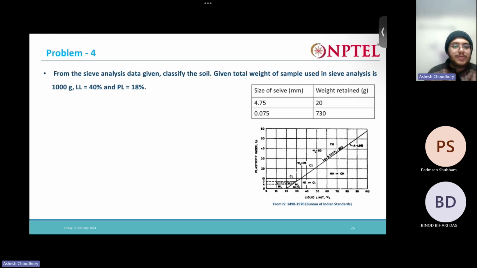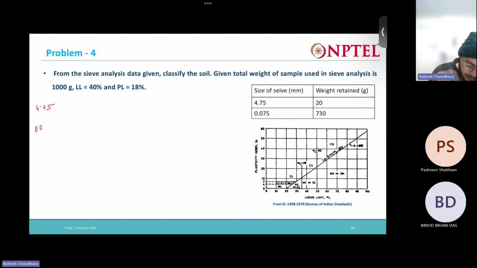Let us come to the next problem. From the sieve analysis data, classify the soil. Given the total weight of the sample used in sieve analysis is 1000 grams, it is 1 kg. Liquid limit is given, plastic limit is given. Now, similar to the previous problem, let us write everything.